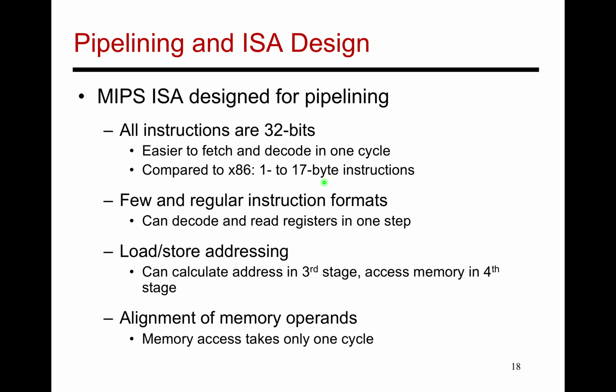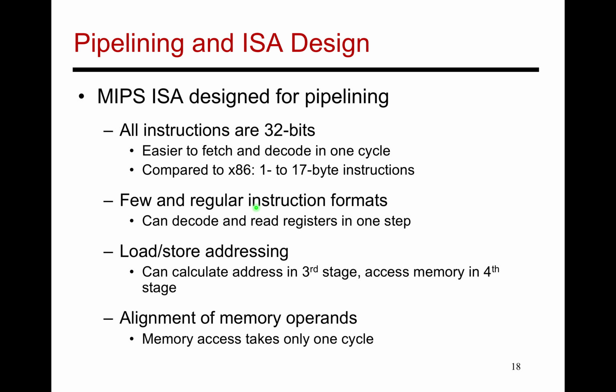In the case of the MIPS, it's really simple. It's only 32 bits. We know that we only need to get 4 bytes, and that's easy to do. In the case of the Intel x86, the hardware becomes much more complicated because now we have to have exceptions for different instructions. So that's why pipelining fits MIPS architecture really well.